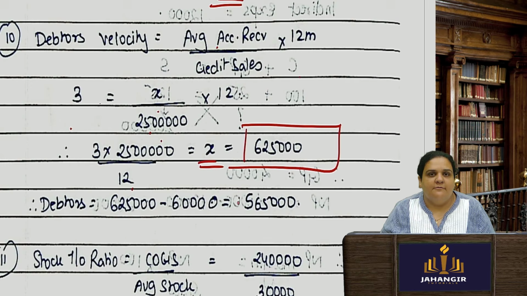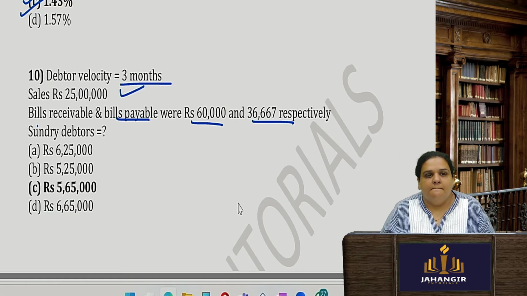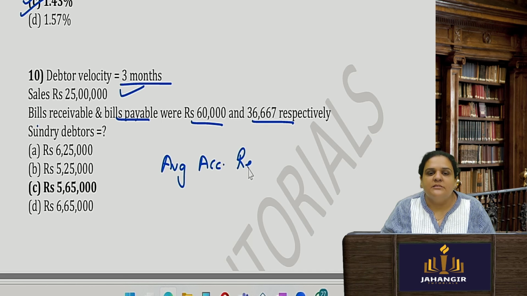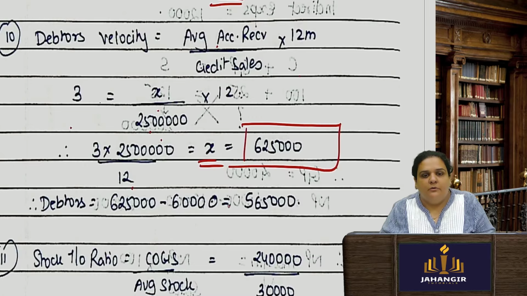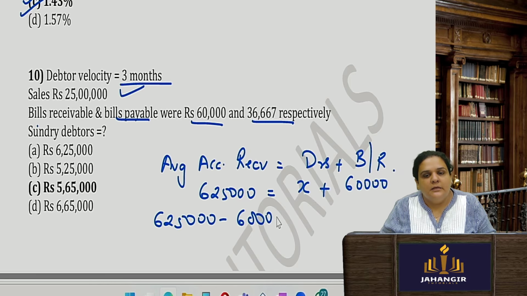But they are not asking me average accounts receivable. They are asking me the amount of debtors. So accounts receivable is nothing but debtors plus bills receivable. Now accounts receivable we just found out, 6,25,000. Debtors they are asking me to find, and bills receivable they have already given it to me. So 6,25,000 minus 60,000 will be my debtors amount. Therefore it will be 5,65,000.